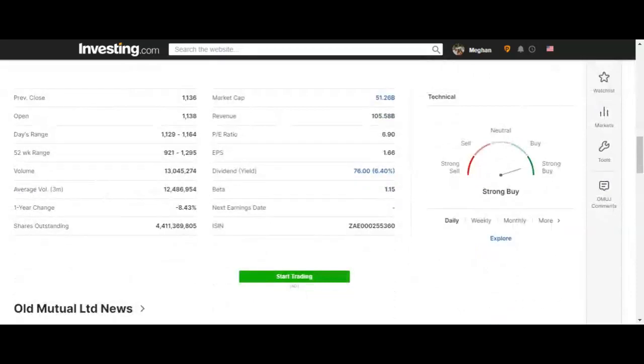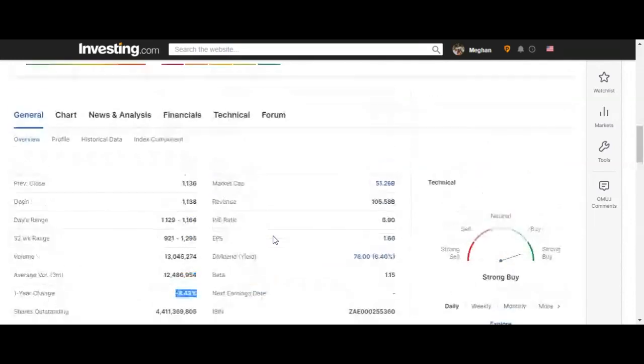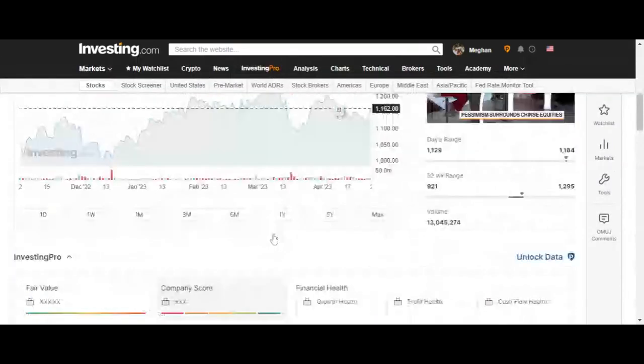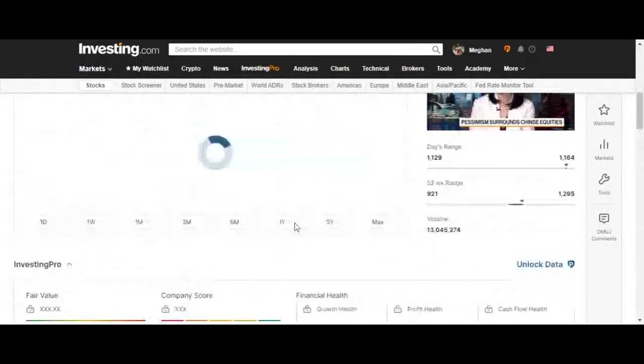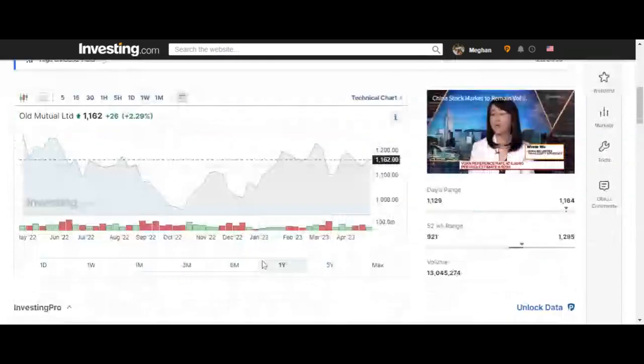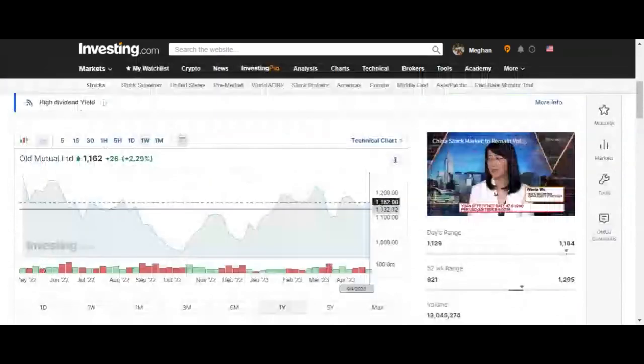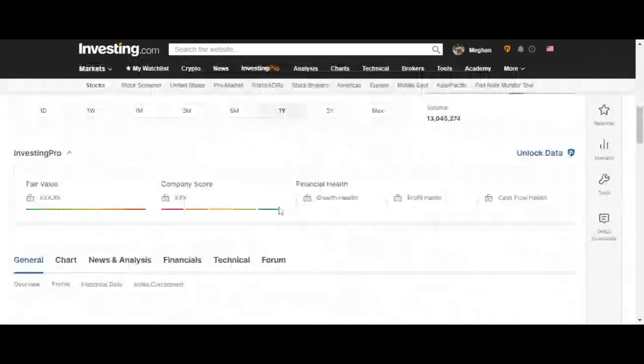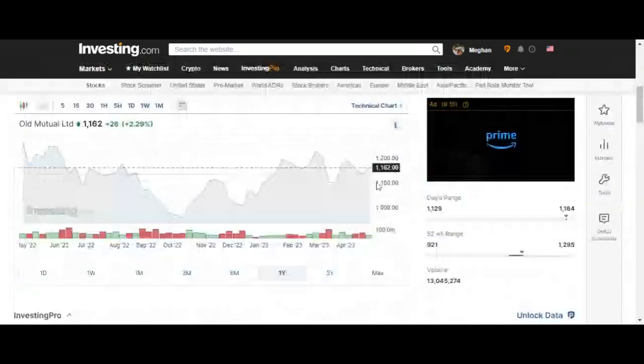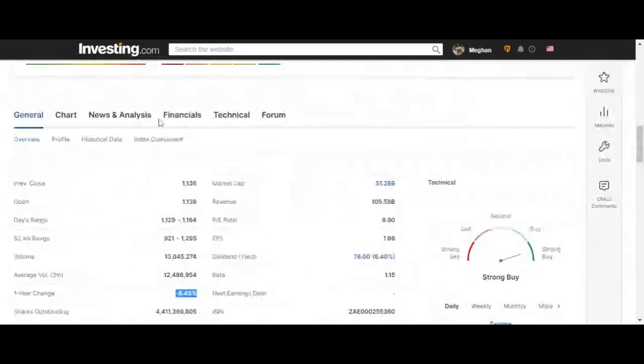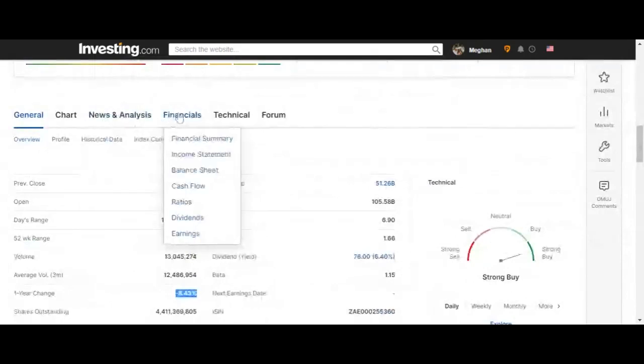You can see the average volume per day that it trades on the market, and the price range that it has traded in over the last 52 weeks. There's a 1-year price change. You can see that it's down 8.4% for the year. You can access a basic version of the charts that I showed you last time. If you'd like a more complex version, you'll be able to use the technical chart. Then we've also got access to fundamental information about the business, like its financials.